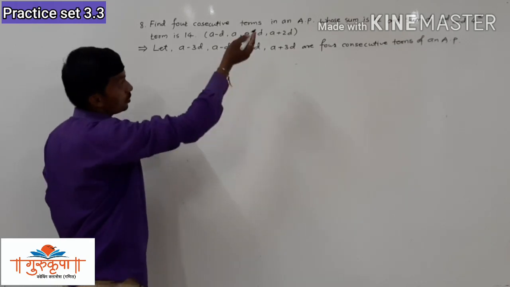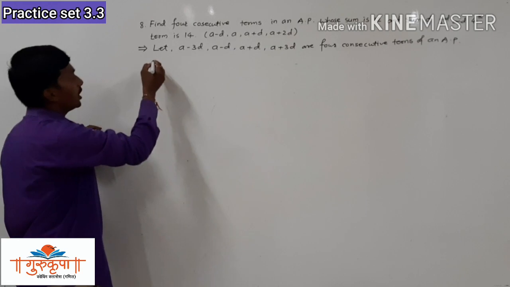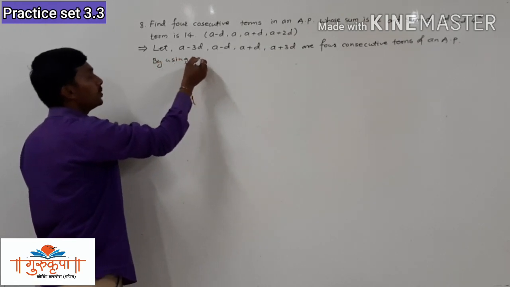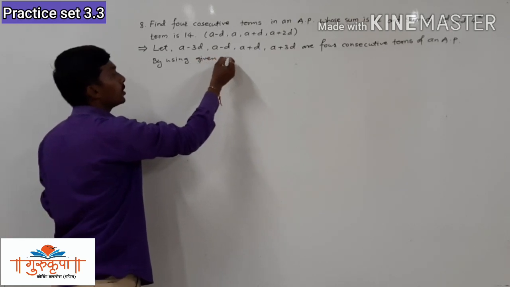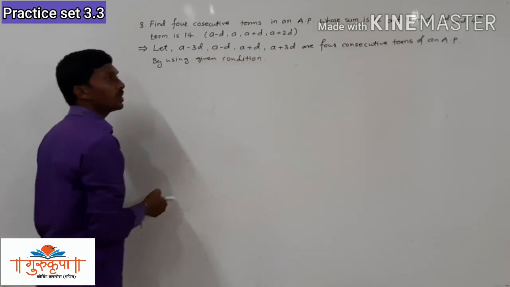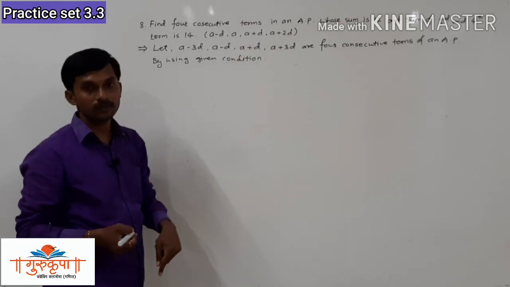So here, according to the first condition, the sum of all the terms is 12. So here we will write, by using the given condition. What is the given condition? Sum of all the 4 terms is 12.